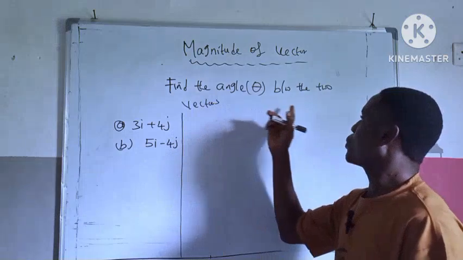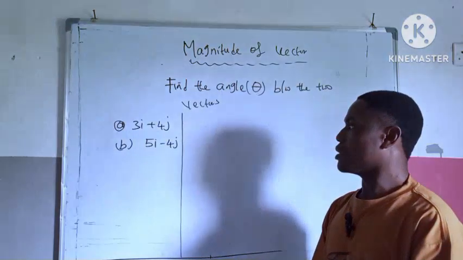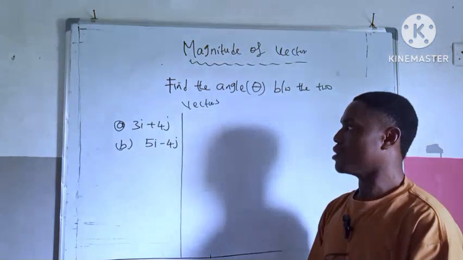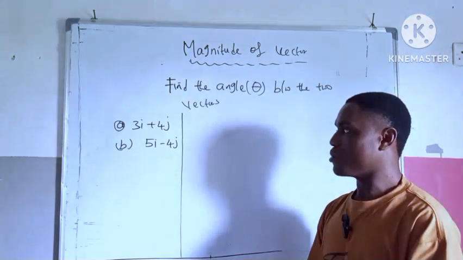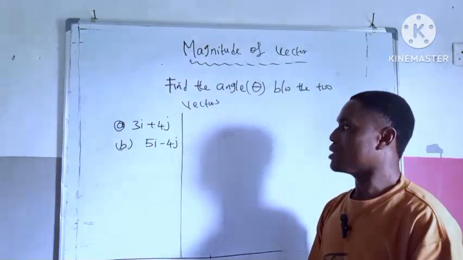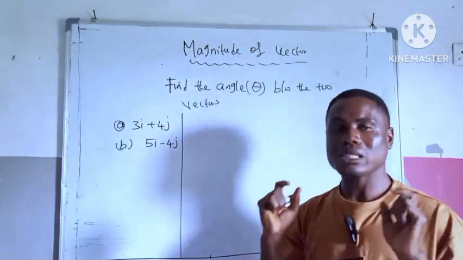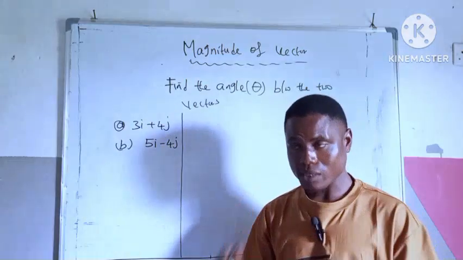Now they said find the angle between the two vectors. So we are given the first one, a is 3i plus 4j, then b is 5i minus 4j, right? You are given these two and you are asked what is the angle between these two vectors. Are you getting it?